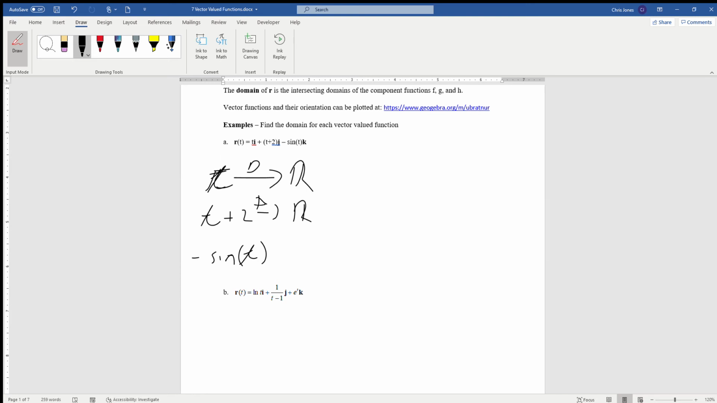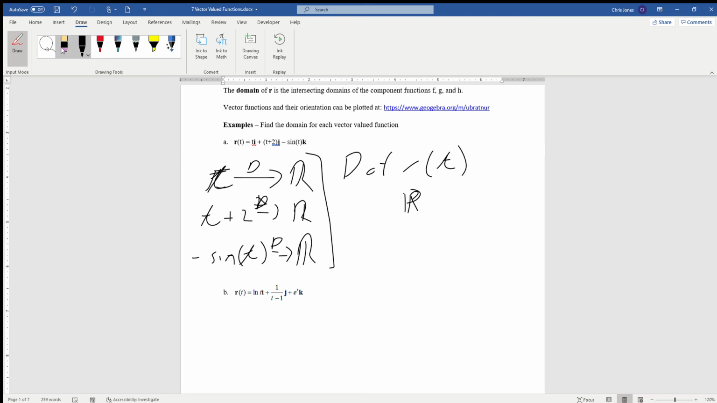And then finally, for sine t, or negative sine t in this case, the domain of sine is all real numbers, and so is negative sine. Remember, negative sine, you'd still get the sine wave, it just flips around. All right. So the domain of R of t is the intersection of all three of those domains, and so the domain of R of t is going to be all real numbers.